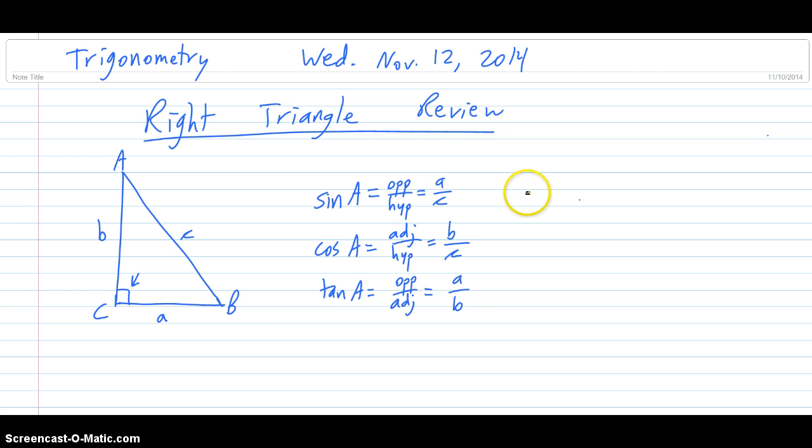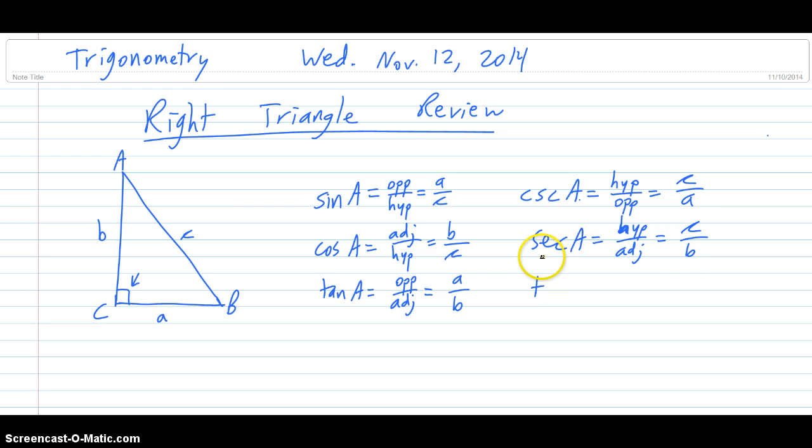All of a sudden, we have this cosecant of A, right? Which is literally just the flip of sine. It's hypotenuse over opposite, so in this case, it'd be C over A. Then we have secant that goes with cosine, and again, it's just the flip, right? Hypotenuse over adjacent, which would be, in this case, C over B. And then the cotangent, I'm going to start tangent again, cotangent of A would be adjacent over opposite, and it just flips, right? B over A.